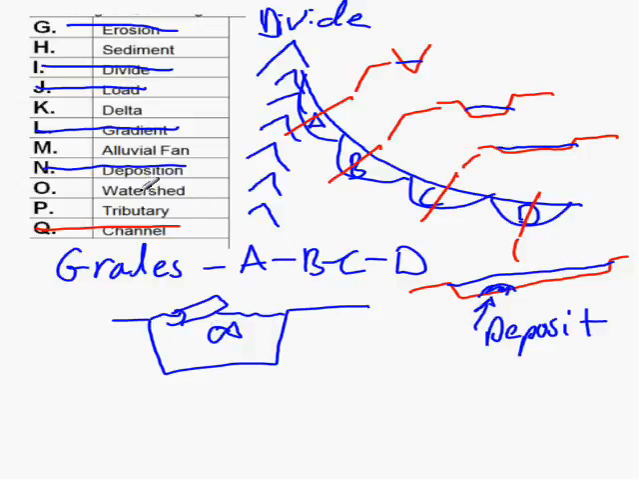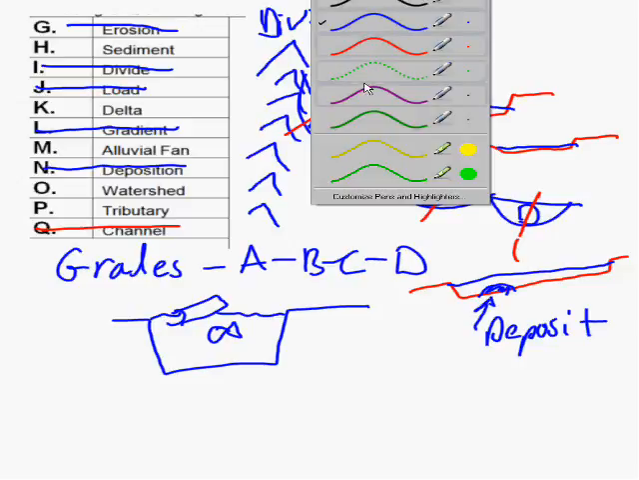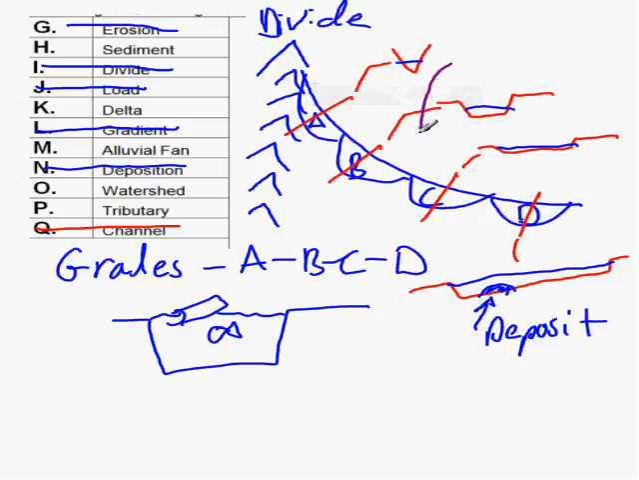Okay. Watershed, this whole area is a watershed, and in a watershed you can have tributaries, so there could be another river coming in, another river coming in. So the entire system is a watershed, and then a tributary is a side river.